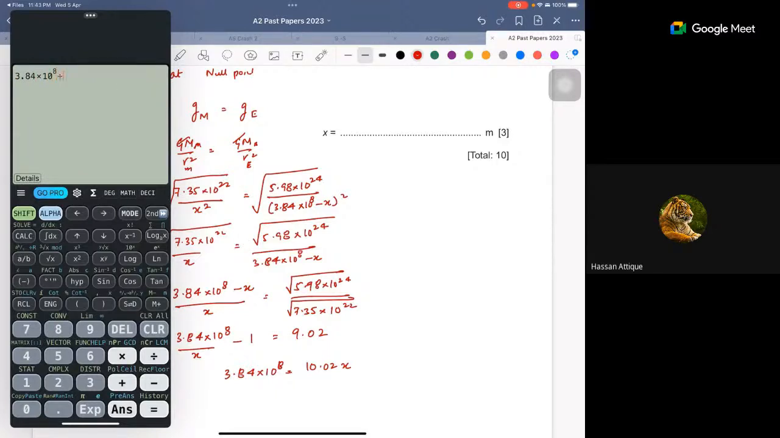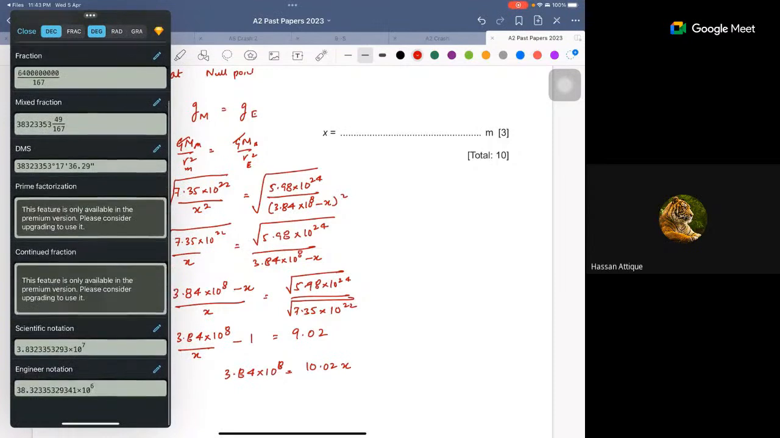And then just divide by 10.02. So I'm getting something like x to be 3.83 times 10 raised to 7. So I'm just going to write 3.83 times 10 raised to 7.